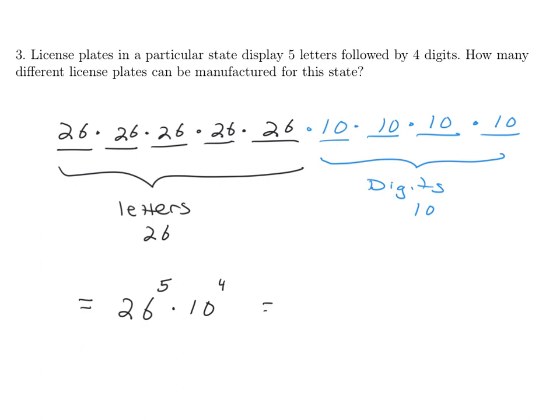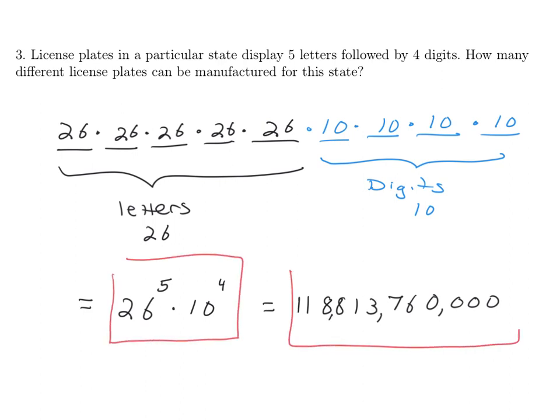Of course, this is a large number. So let's see, I get 118,813,760,000. So it's this many here, which is quite large. So, I mean, really either this or this is an acceptable answer, but this is how you would count this number of plates. It's by using this property up here, multiplying the number of choices together.